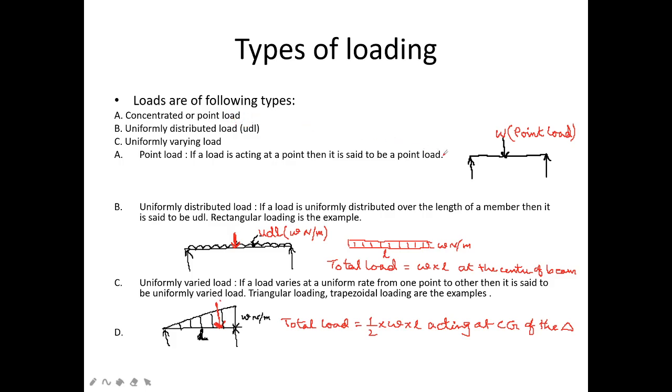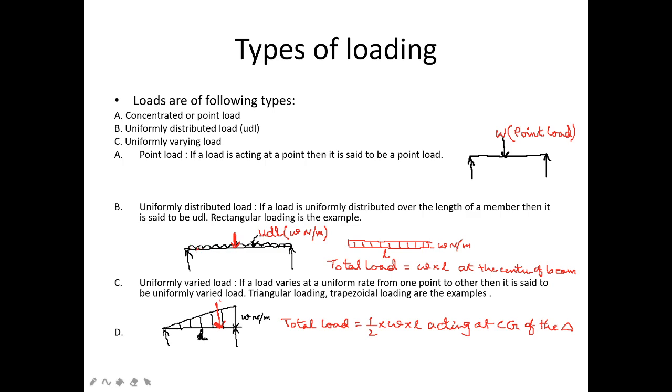Now, what is point load? If a load is acting at a point, then you can say that a point load is acting on a body. This figure shows this point load. Now, uniformly distributed load. If the load is uniformly distributed over the length of a member, then it is said to be the uniformly distributed load. Rectangular loading is the example of this type of load. Now, the figure shows the UDL.